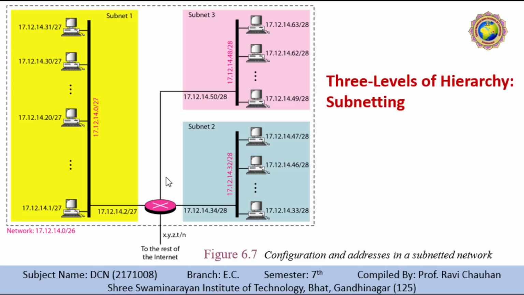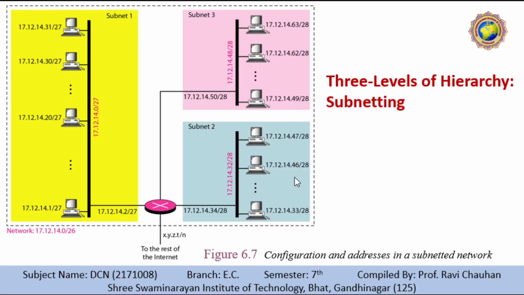As an example, suppose an organization is given a block like 17.12.40.0/26, which contains 64 addresses. That means 32 minus 26 is 6, and 2 raised to 6 is equal to 64. The organization has 3 different offices and needs to divide the addresses into 3 sub-blocks of 32, 16 and 16 addresses. So it will be 32, 16 and 16.